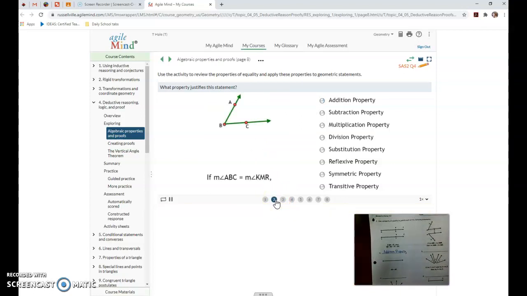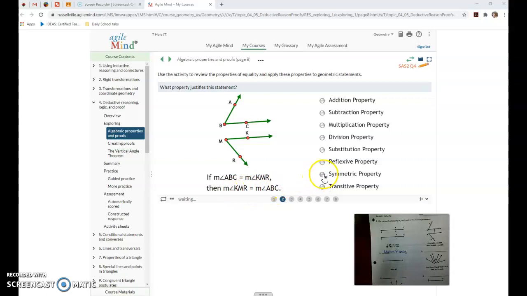The next slide we're looking at has two angles that are the same degree measure. So angle ABC and angle KMR are congruent, or in other words, their measures are equal. We have a property that says it doesn't matter the order that you write two things that are equal. So for example, in algebra, if you got a solution x equals 2 and your neighbor wrote down 2 equals x, they're both correct. They mean exactly the same thing. So same thing here. The measure of angle ABC equals the measure of angle KMR. It's exactly the same thing as saying the measure of angle KMR is equal to the measure of angle ABC.